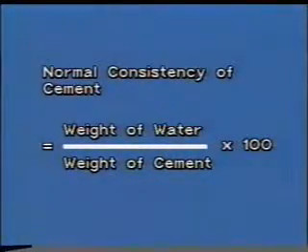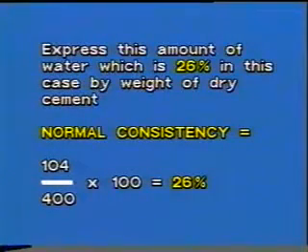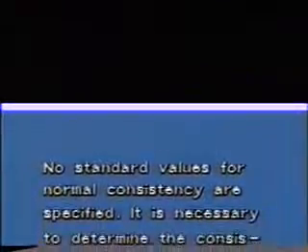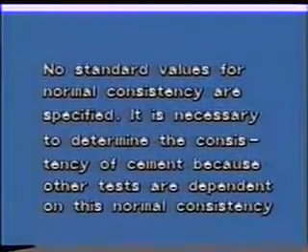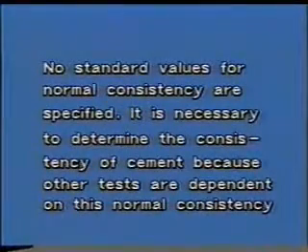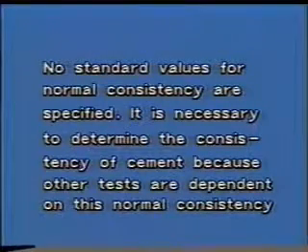Normal consistency of cement is equal to weight of water divided by weight of cement multiplied by 100. Express this amount of water, which is 26% in this case, by weight of dry cement. Normal consistency is equal to 104 divided by 400 multiplied by 100, which is equal to 26%. No standard values for normal consistency are specified. Therefore, it is necessary to determine the consistency of cement because other tests are dependent on this normal consistency.